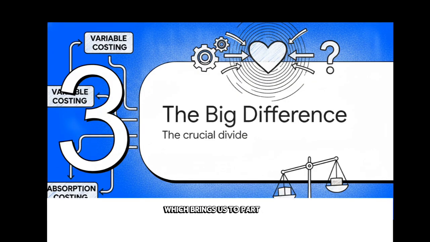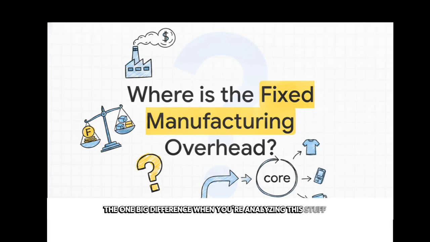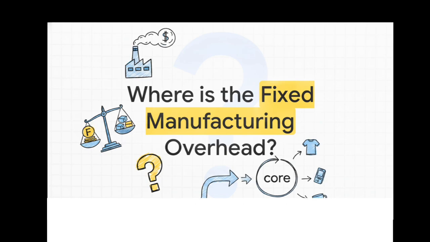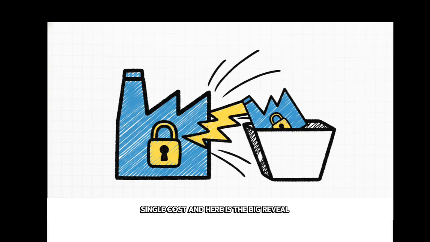Which brings us to part 3, the one big difference. When you're analyzing this stuff, honestly, it all boils down to one massive question you need to constantly ask yourself. Where is the fixed manufacturing overhead? Literally everything in this entire topic revolves around how you treat that one single cost. And here is the big reveal. Under variable costing, fixed manufacturing overhead is treated strictly as a period cost. What does that actually mean? It means it is expensed immediately on the income statement during the period it happens. It totally doesn't matter if you produced 1 unit or 10,000. Boom. It's written off as an expense right away.